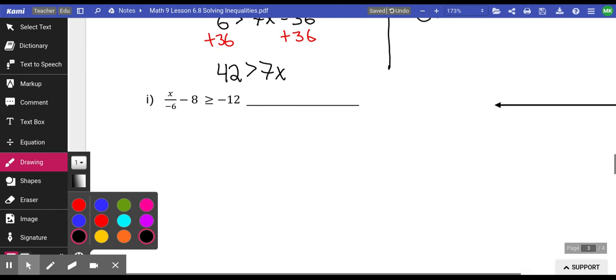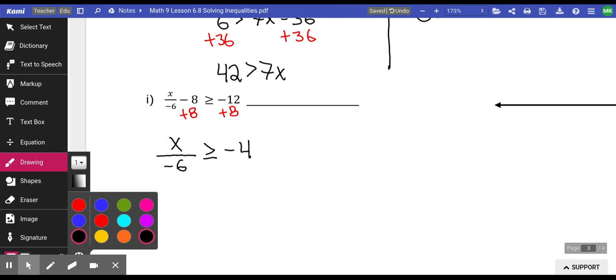Wonderful. To solve I, if we look at that, I'm going to still follow my rules of reverse BEDMAS. So I'm going to move any additions or subtractions from my x. I'm going to add 8 to both sides. That leaves me with x over negative 6 is greater than or equal to negative 4.